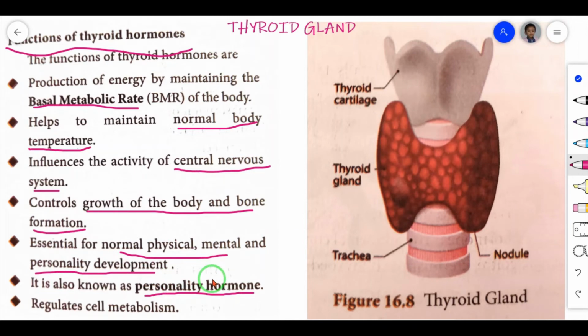One question is also given at the back, the book back evaluation, Roman number 7, 9th question. Why are thyroid hormones referred to as personality hormone? Now note it down. The answer is, it is essential for normal physical, mental and personality development. Then the last one is regulates cell metabolism. So these are the functions of thyroid hormones. Write down the question: write the functions of thyroid hormones. All these functions have to be learned.